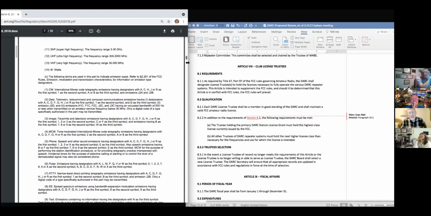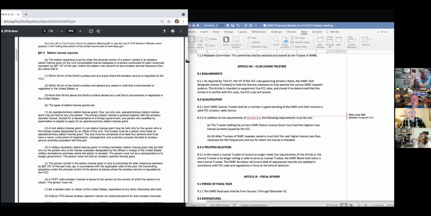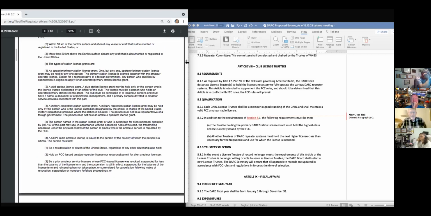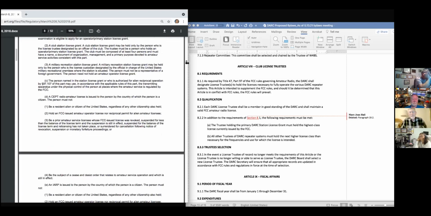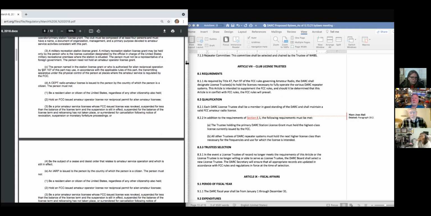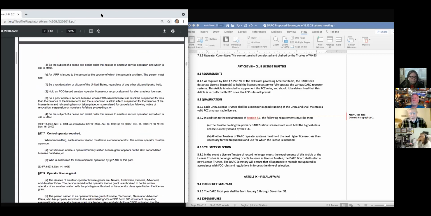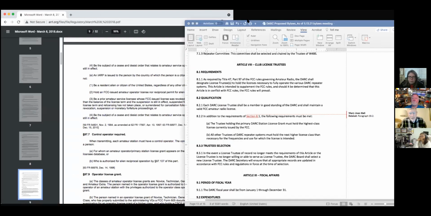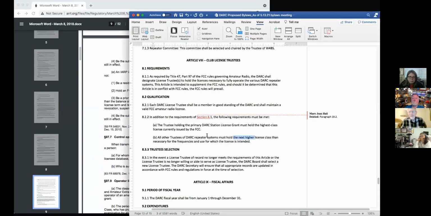I think they were using the term trustee of the repeater system as the overseer of the physical equipment, not the call sign. Ah, that makes sense. And that would be a part of the repeater committee, not the trustee. Yeah, for sure. So I think eliminate B altogether.